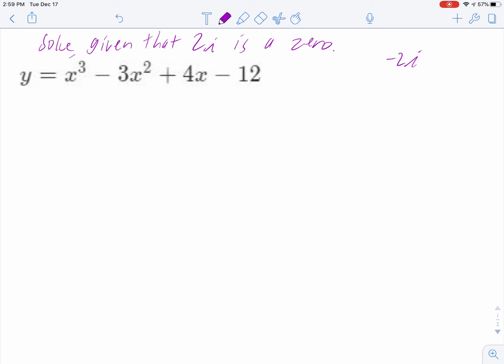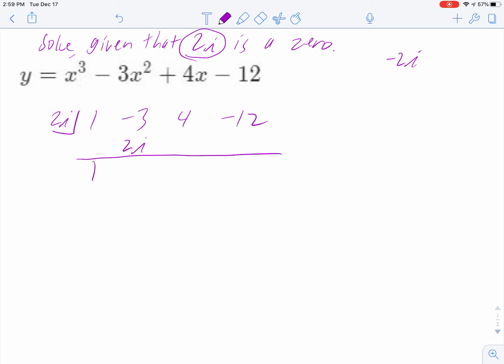So I'm going to show you using synthetic division. I'm going to use the 0 that I have, the first one being 2i. We're going to do our synthetic division just like we would if I gave you a real number. So I'm going to bring down, multiply 2i times 1 is 2i. Now when we add, they're not like terms, so it looks a little funky because we have negative 3 plus 2i. But now when we multiply again the 2i by the negative 3 plus 2i, 2i times negative 3 is negative 6i. But 2i times 2i is 4i squared. And 4i squared, remember, is negative 4, because i squared is negative 1.